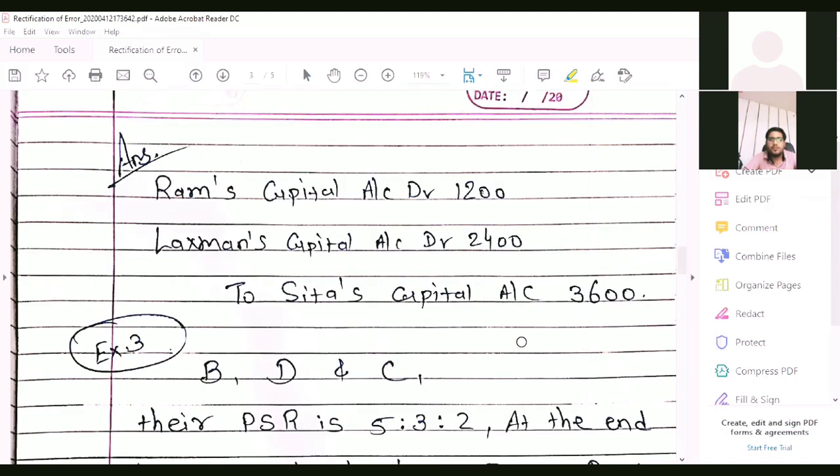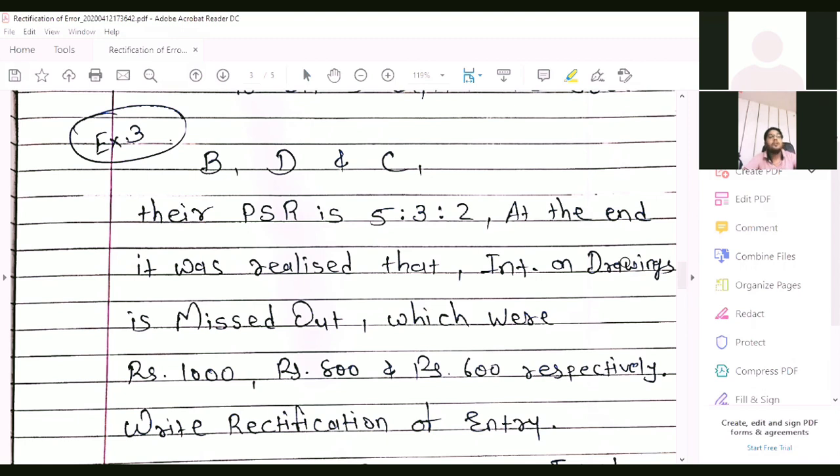Let's see one more sum. So in this sum, we have three partners, B, D, and C. The profit sharing ratio is 5:3:2. At the end of the year, it was realized that interest on drawing is missed out, which were 1,000, 800 and 600 respectively. In the previous sum, interest on capital is missed out.